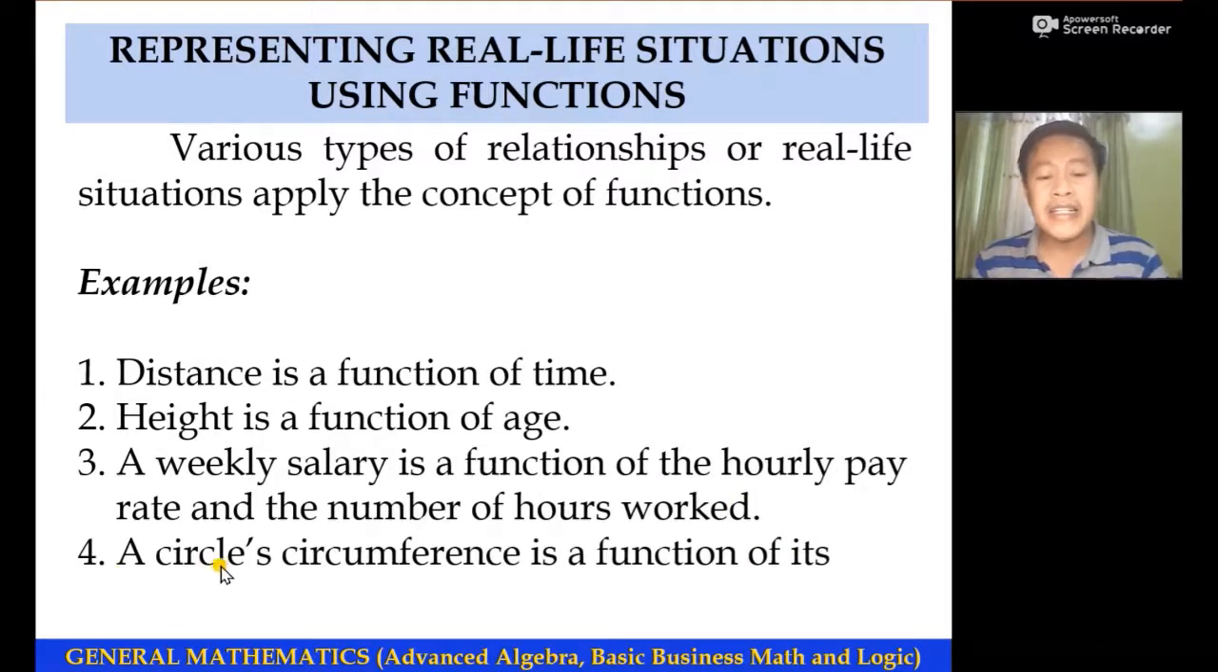Number 4. A circle's circumference is a function of its diameter or radius. Diameter is our independent variable and our circumference is our dependent variable. Now, the equation would be C is equal to pi d. D is our diameter and C is our circumference. Then we can also have another formula, which is C is equal to 2 pi r, wherein radius is our independent variable and C is our dependent variable.